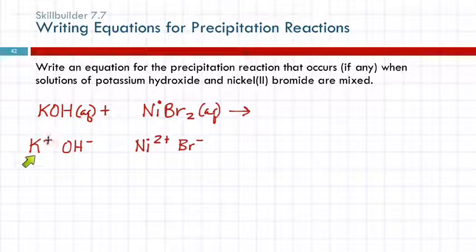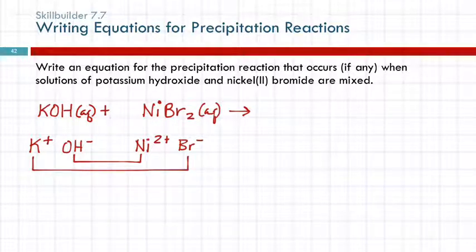Okay? So you need to write these formulas anyway so that you can correctly write the formula for the compound. This is the work you need so that you can predict what's going to happen with the products. So here I have a guy potassium, girl hydroxide, guy nickel, girl bromide. We're going to swap partners and see how they like each other. So nickel is going to be with hydroxide, and potassium is going to be with bromide.